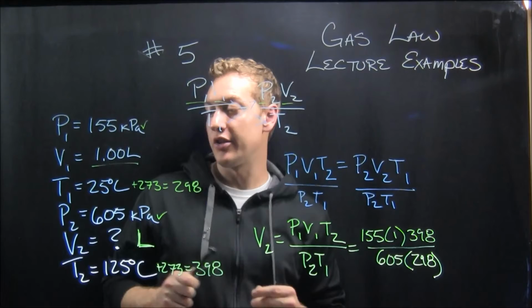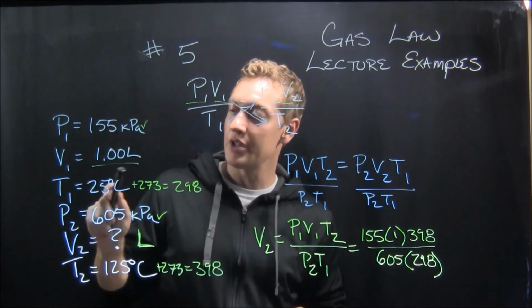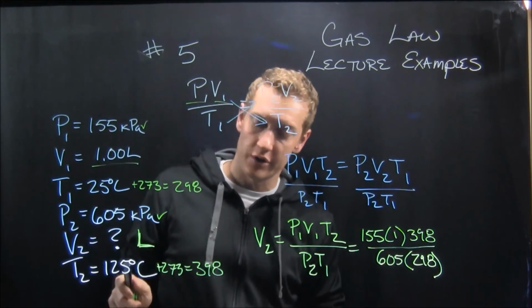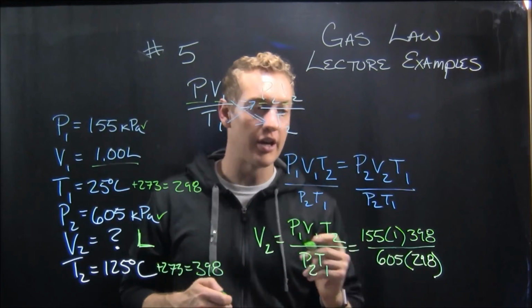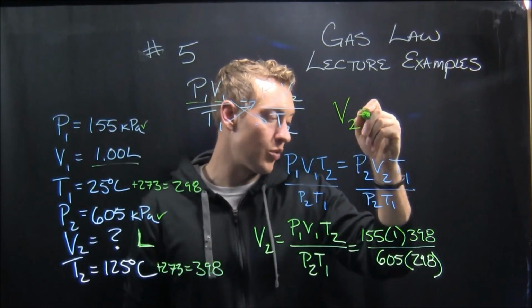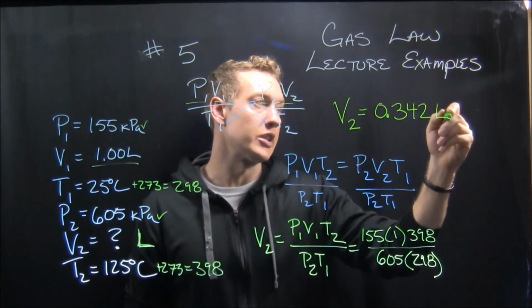And I get 0.34217. Looking back to the original problem, 3 sig figs, 2 sig figs, but then you add 273, so it's technically 3 sig figs, 3 sig figs. In my answer, I'm going to keep 3 significant figures. So I'm going to say V2 equals 0.342 liters.